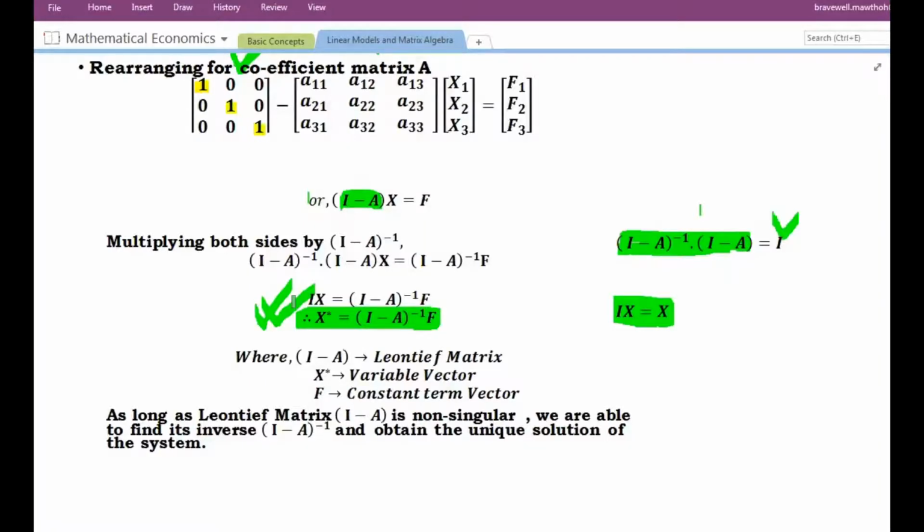The equation will help us to find the output level of each of the three industries, that is the steel industry, the automobile industry and oil industry, given the input requirements of the three industries and the final demand for each of the output of the three industries. As long as the Leontief matrix I minus A is non-singular, which implies that its determinant is not equal to 0, we are able to find its inverse and obtain the unique solution of the system.